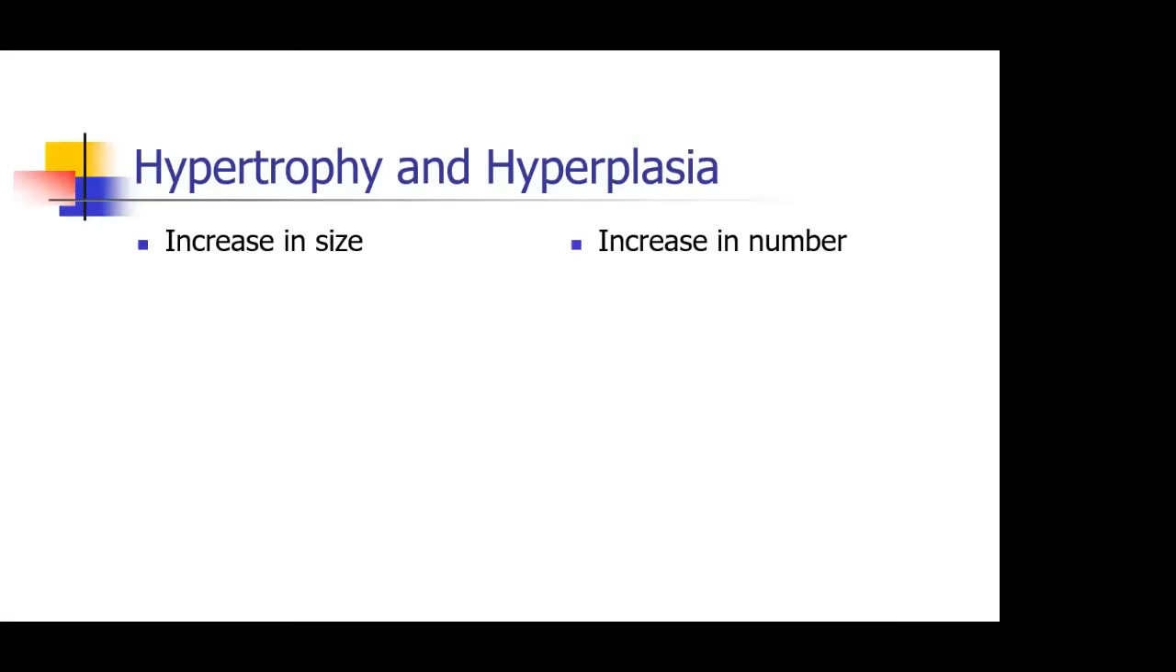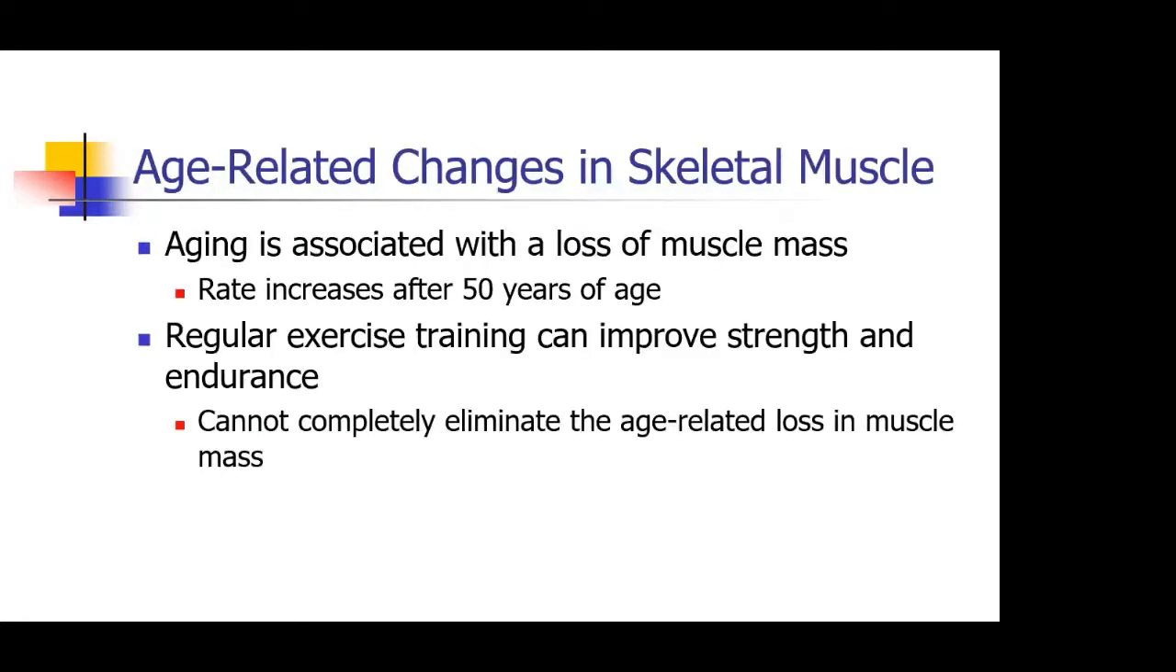Hypertrophy and hyperplasia of the muscle. These are the increase in size, that is hypertrophy, and hyperplasia is also increase in number of the muscle fibers. Now, age-related changes in skeletal muscle. Aging is associated with loss of muscle mass. The rate increases after the age of 50 years. Regular exercise training can improve strength and endurance of the muscle. Hypertrophy and hyperplasia of muscle can occur due to exercise.